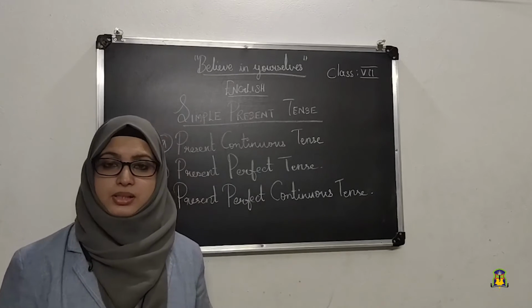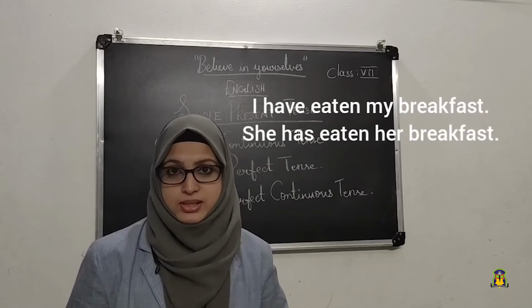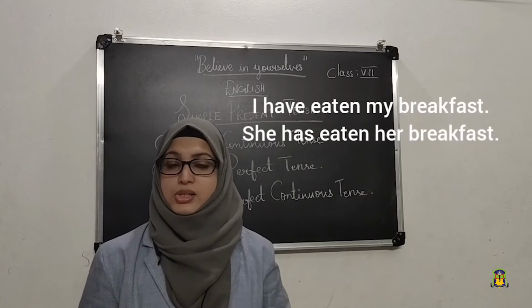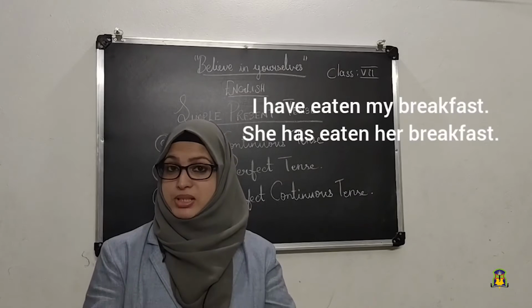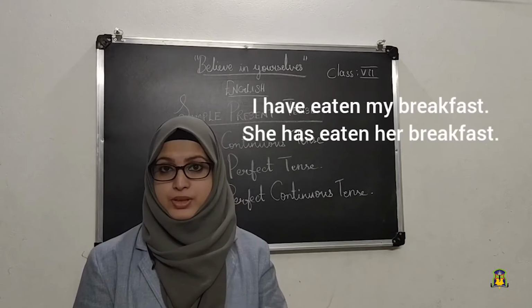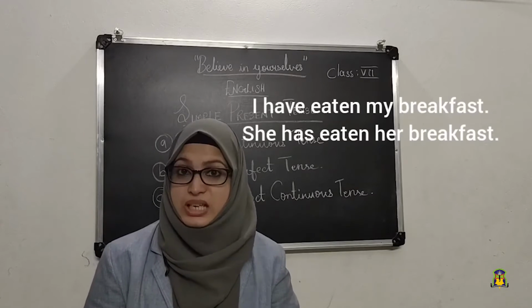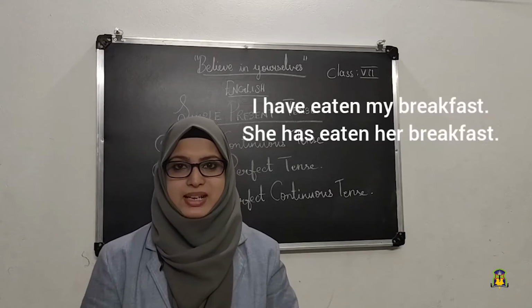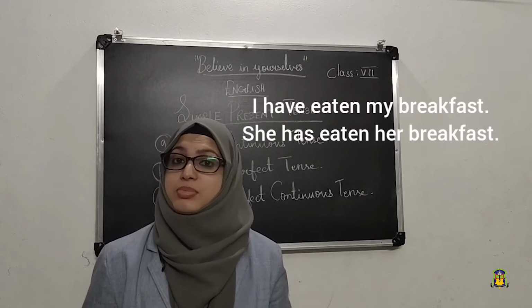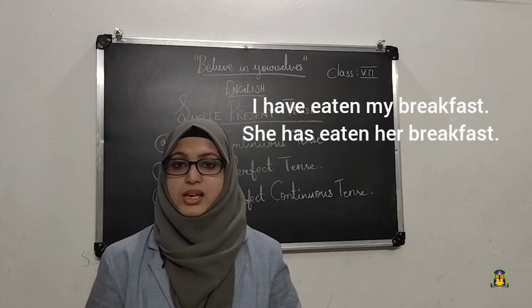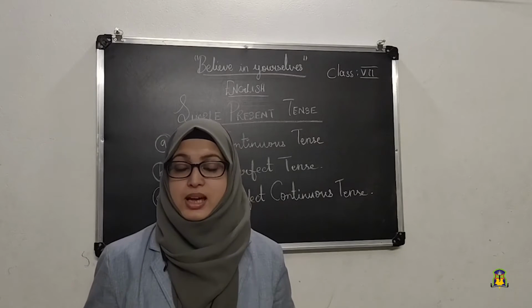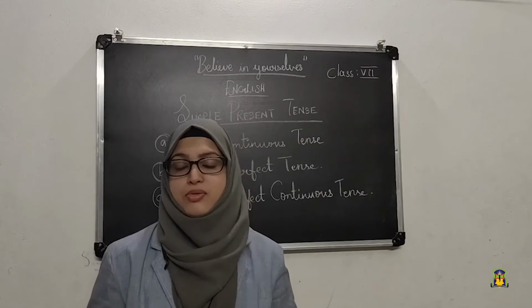For example, I have eaten my breakfast. So, I is the subject there, so we have used have. If the subject was she or he, we use has. Same example, we can take she has eaten her breakfast. Okay, so that is the structure for present perfect tense: has or have plus V3 form of the verb.